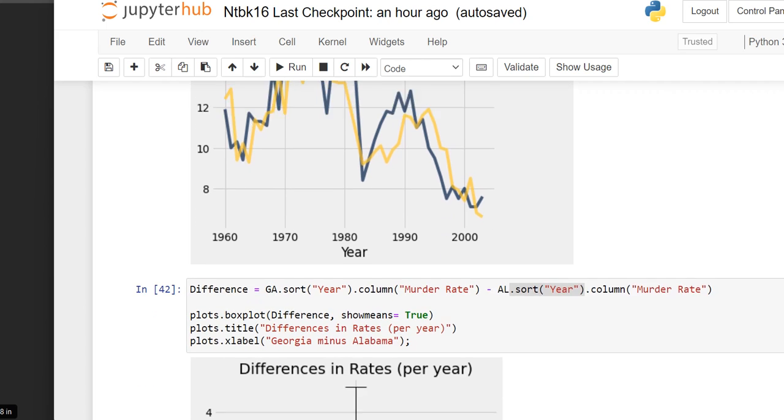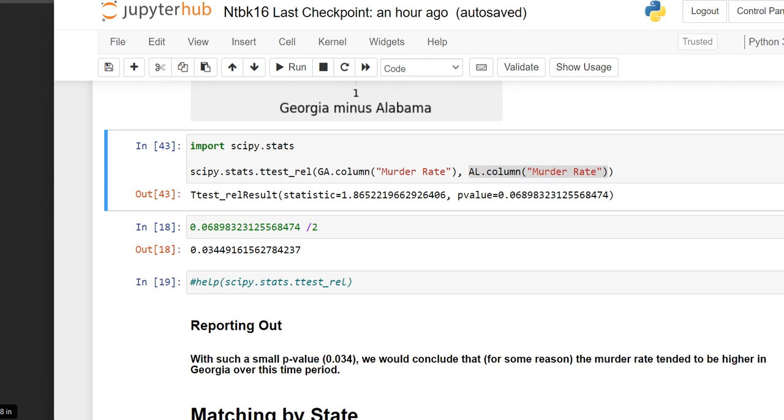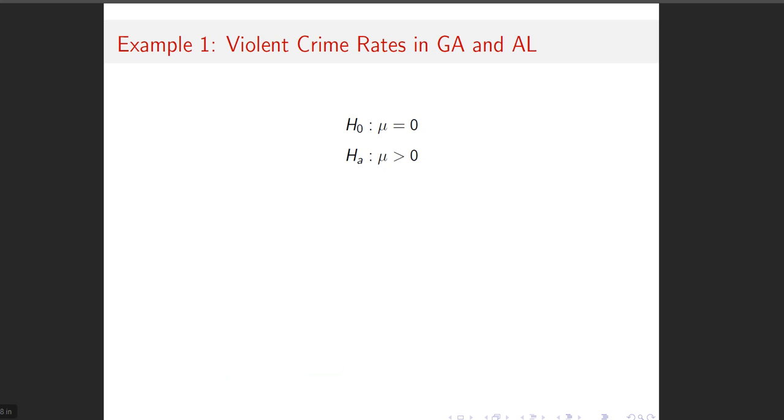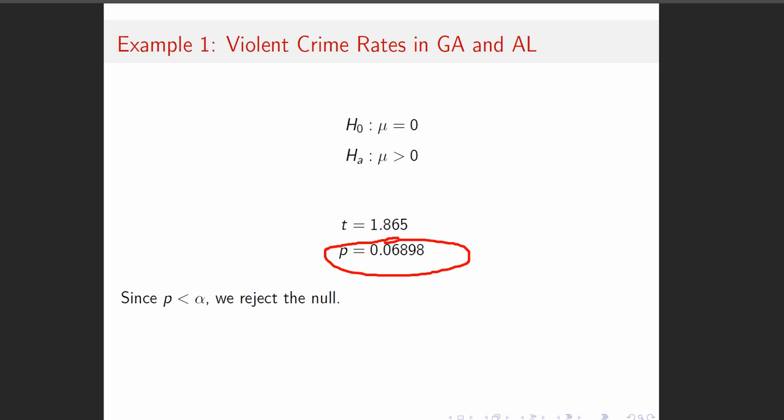And notice that when we run the test right here, you can see the test statistic is 1.865 and the p-value is 0.0689. Okay, so there's the t-value and the t-statistic and the p-value. And I want to make something really clear right now. This is a two-tailed p-value, and we don't want a two-tailed p-value. We have a directional test. We have a one-tailed test.